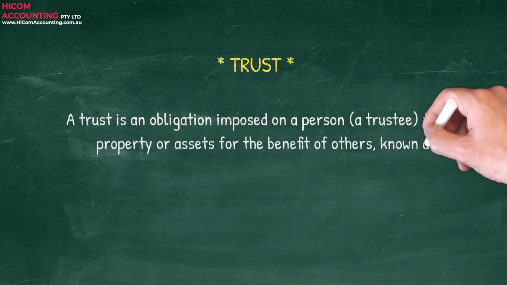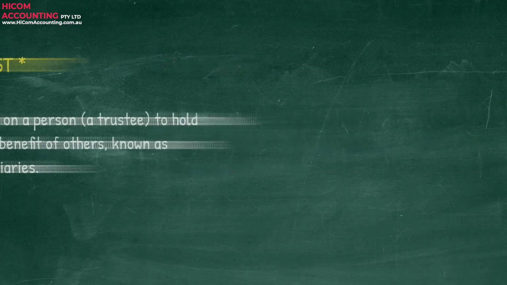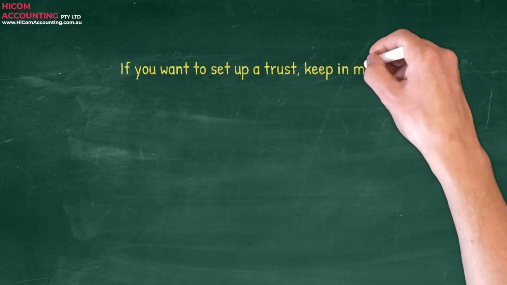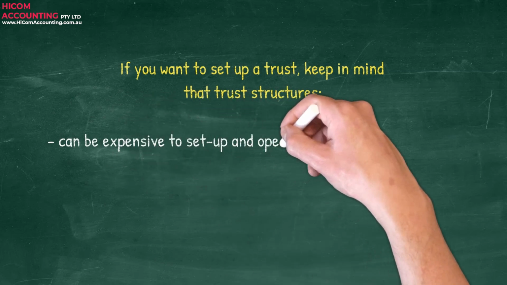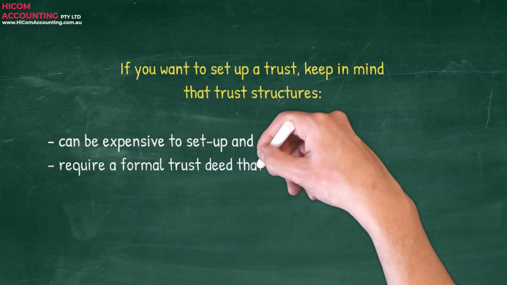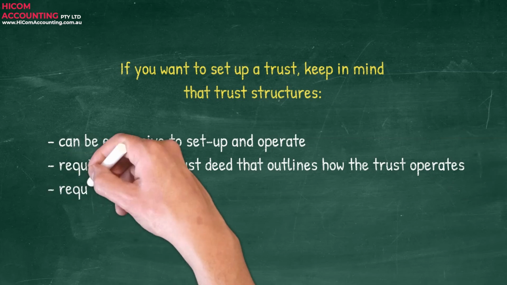Trust. A trust is an obligation imposed on a person, a trustee, to hold property or assets for the benefit of others, known as beneficiaries. If you want to set up a trust, keep in mind that trust structures can be expensive to set up and operate. Require a formal trust deed that outlines how the trust operates.